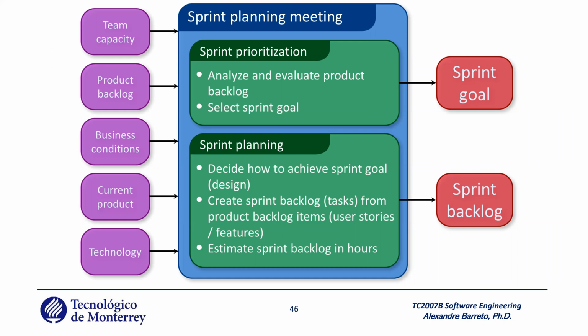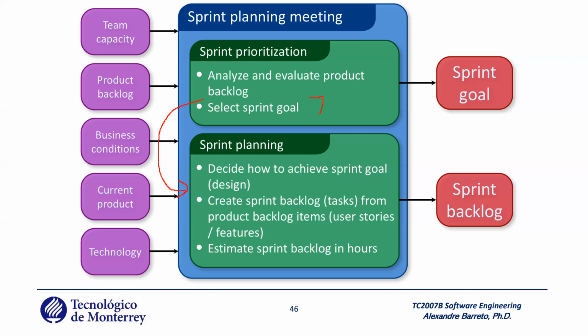The first meeting that you have is the sprint plan meeting. In the sprint plan meeting, you have two items to do. The first is the sprint prioritization. You analyze and evaluate the product backlog, and select the sprint goal. Then you start to work on the planning. In the planning you decide how to achieve the sprint goal. In other words, decide which user stories you need to implement to achieve the sprint goal.